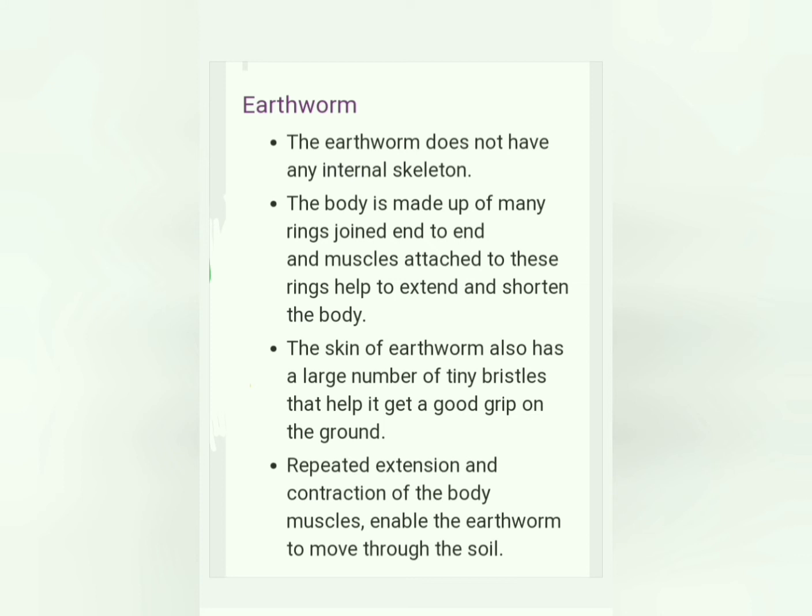Third point, the skin of the earthworm also has a large number of tiny bristles. Bristles means hair-like structures that help it get a good grip on the ground. Next, repeated extension and contraction of the body muscles enable the earthworm to move through the soil.